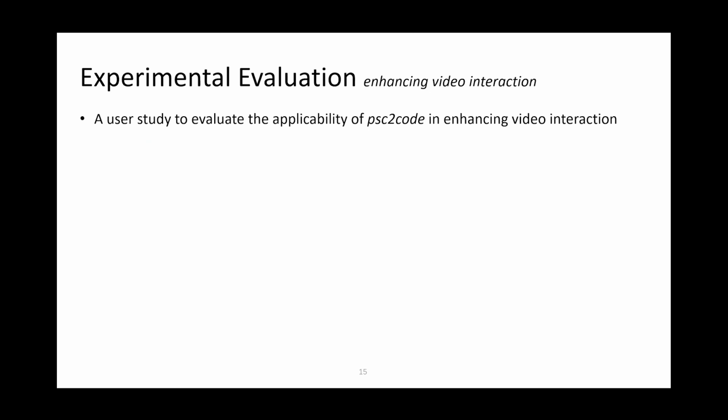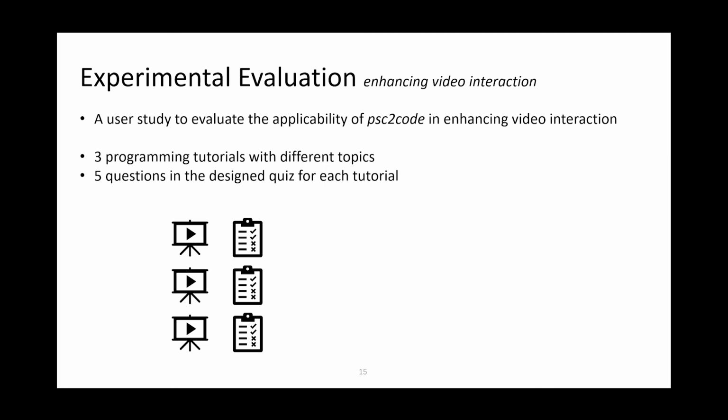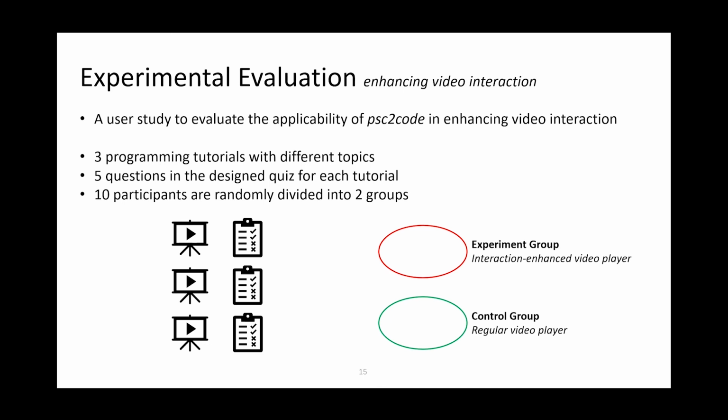Next, for evaluating the applicability of PSE2 code in enhancing developer interaction, we conduct a user study. 3 programming tutorials with different topics are chosen from our dataset, and we design a quiz for each tutorial with 5 questions. To correctly answer these questions, participants must carefully explore the code content, API usage, and other information introduced in the tutorial. 10 participants are randomly divided into 2 groups.